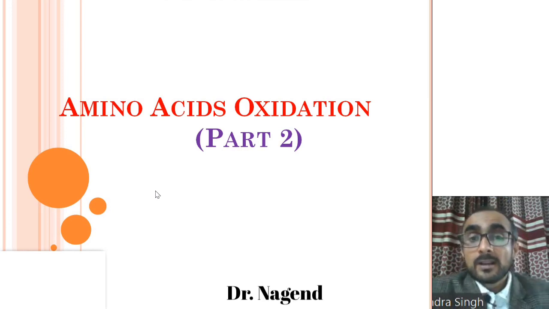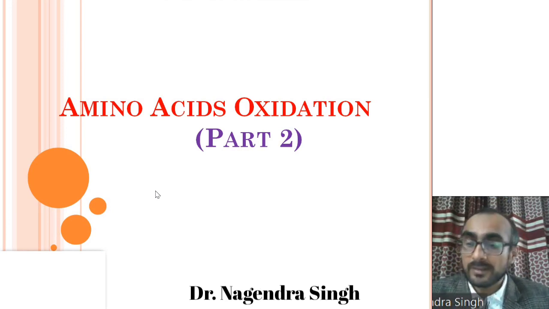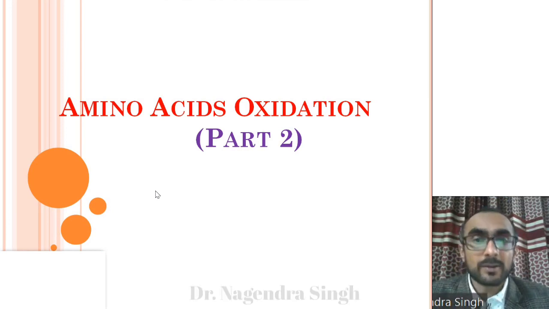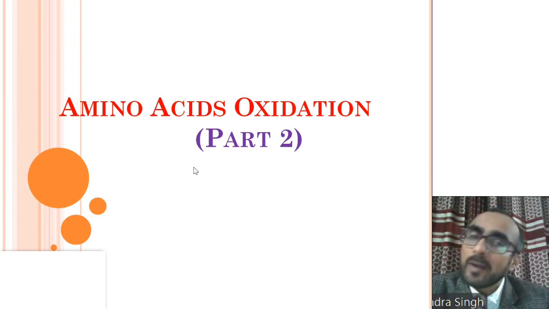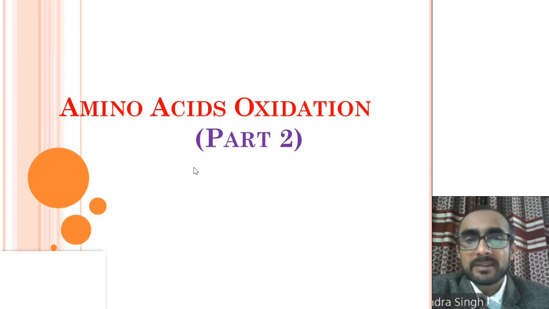Hello everyone. In today's lecture we will continue talking about amino acids oxidation. In part 1, in the earlier lecture, we talked about how the amino group from amino acids was removed through transamination reactions, and it was carried in the form of glutamine from all the extrahepatic tissues to the liver, and in the liver that ammonia was converted into urea through the urea cycle.